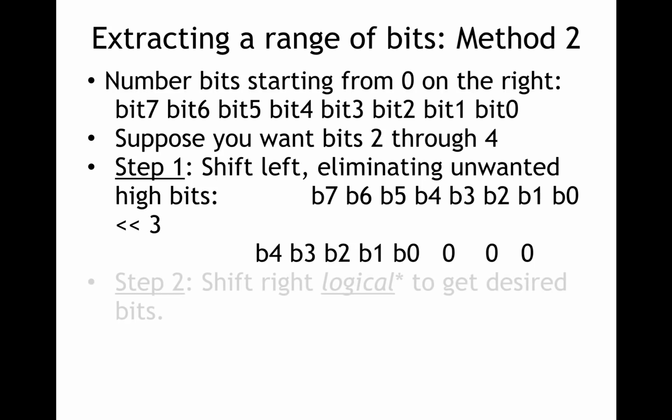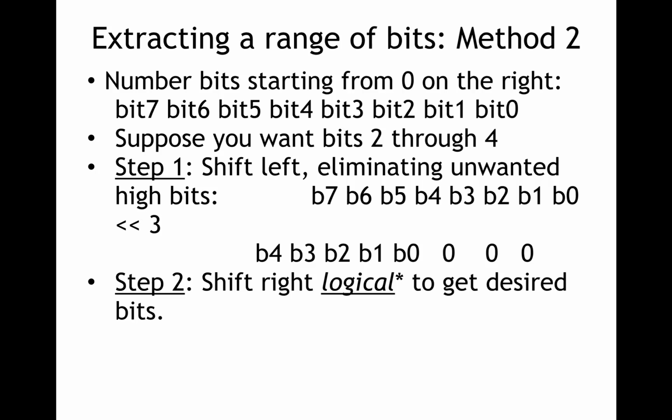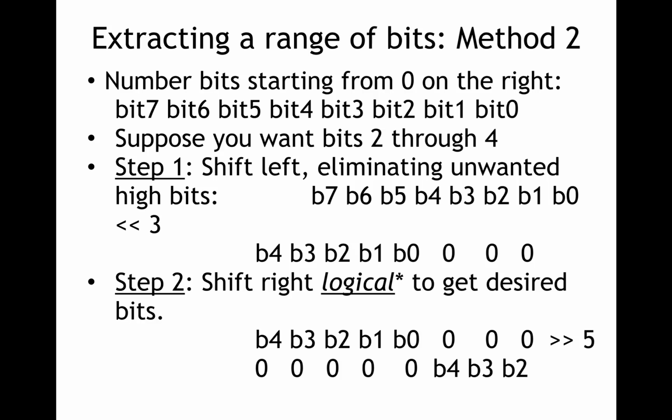After that, we shift right to get the desired bits. How many bits do we want to shift? In this case, we shift 5. We do a right shift by 5 bits, so we can get this number. This is the result we want. So this is a simple way, and this method can support signed or unsigned numbers. So this could be a better way to extract a range of bits.